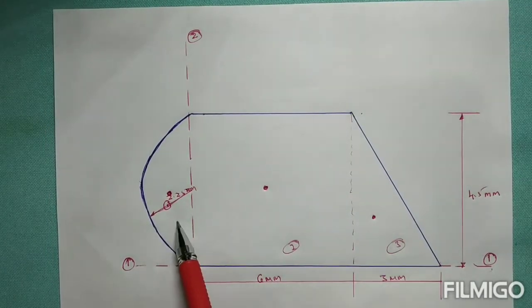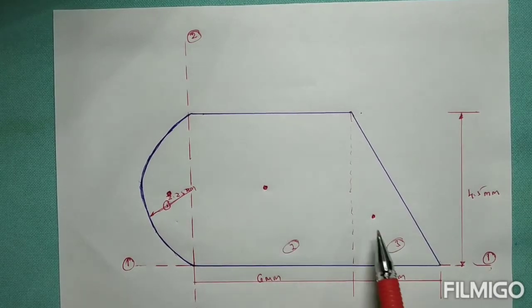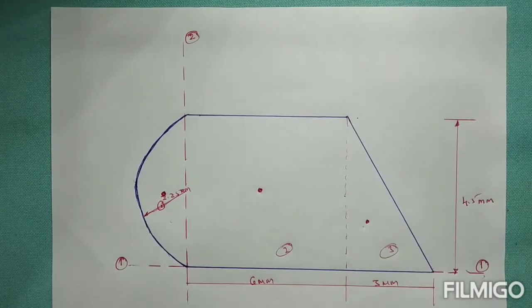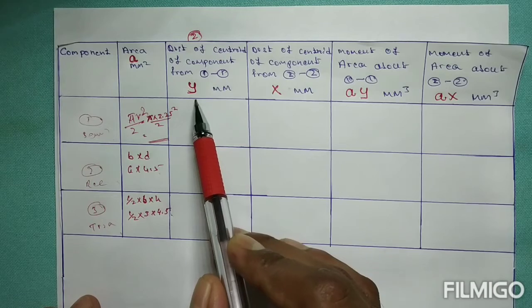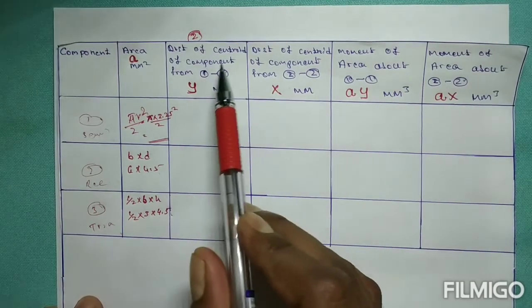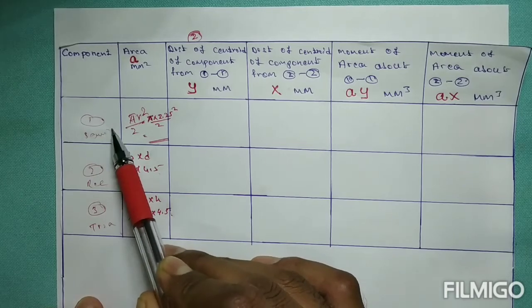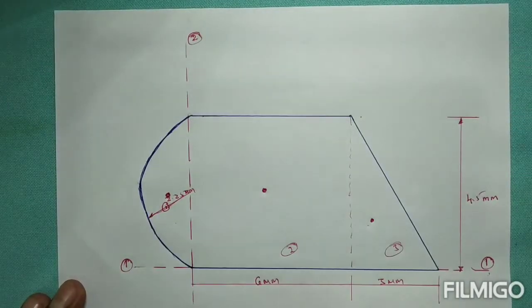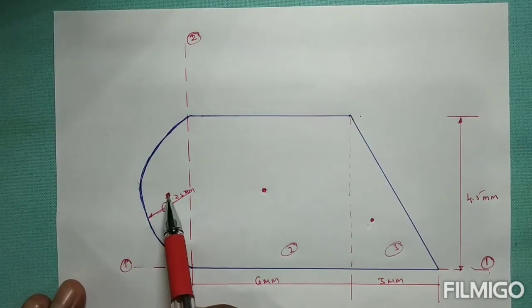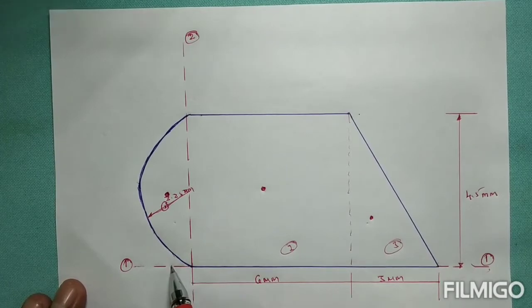So here is a rectangular, so the CG is here for the rectangular section and for the triangular section. You have already done this in the first class. So next see the tabular column. The distance of centroid of component from 1 1, that is y. Here we are concentrating on the first component. So this is the first component CG, and this is the reference axis 1 1.